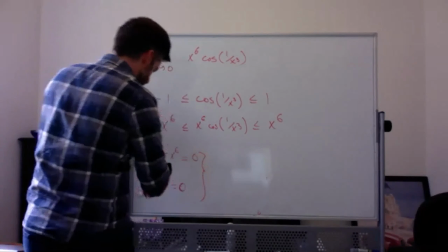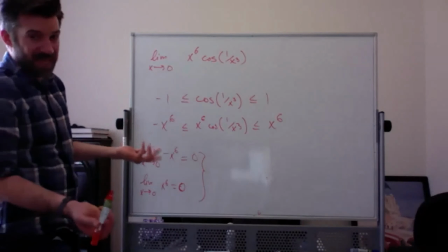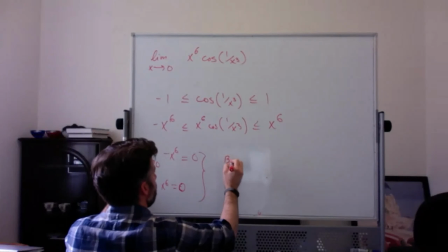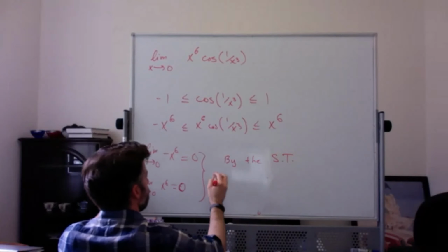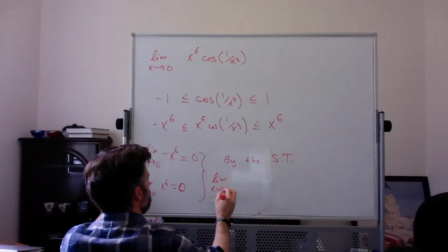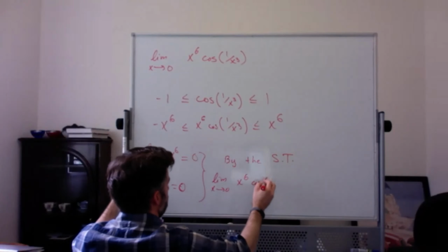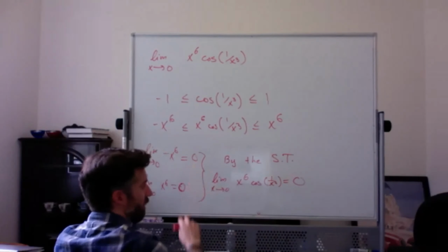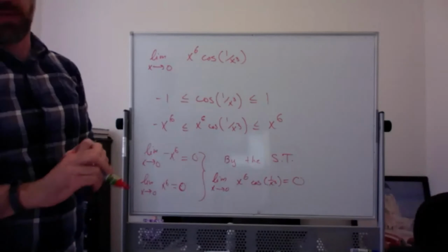And so then, since these limits are the same value, right, they have to be the same. If they're even different a little bit, we can't say the squeeze theorem does anything. But these give us that by the squeeze theorem, the sandwich theorem, the limit as x goes to 0 of the inside function, x to the 6th times cosine of 1 over x cubed, has to be the same value, which is 0. So that's how we apply the squeeze theorem there.